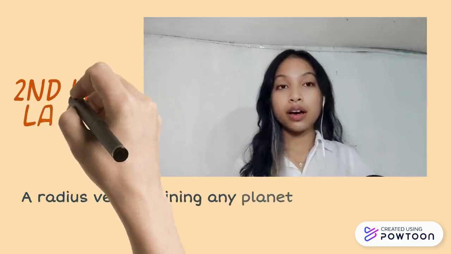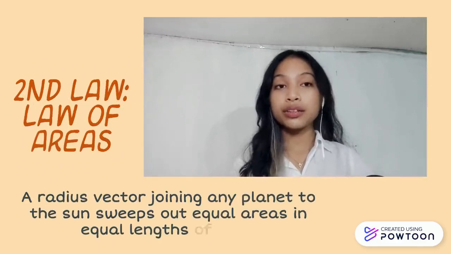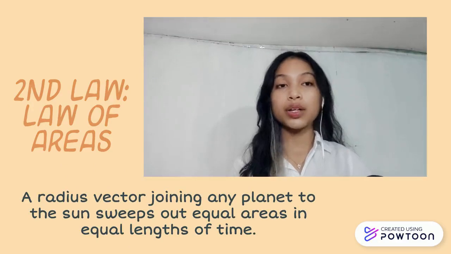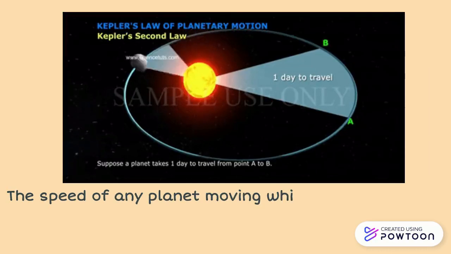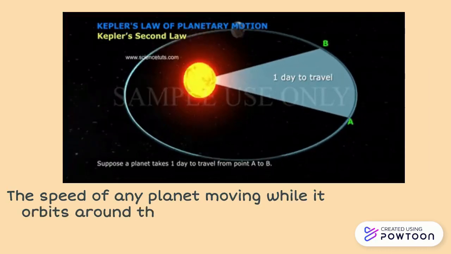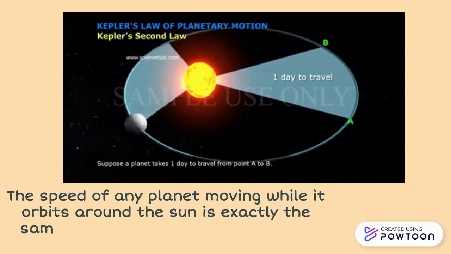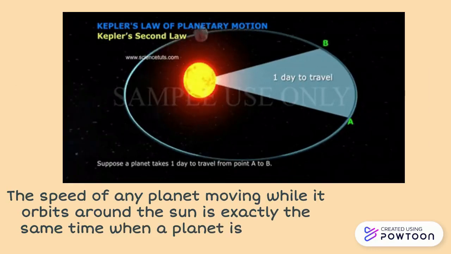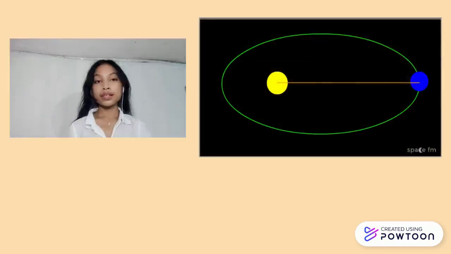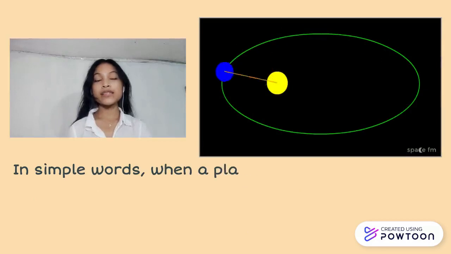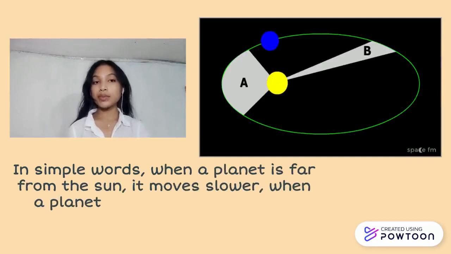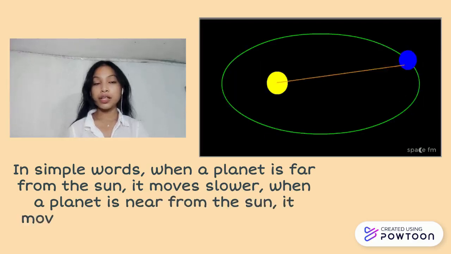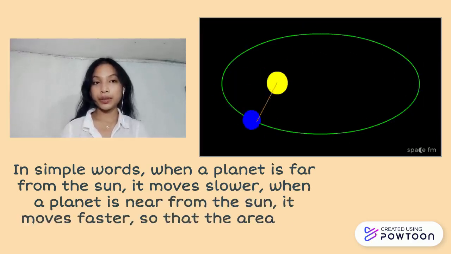Second law, law of areas: a radius vector joining any planet to the Sun sweeps out equal areas in equal lengths of time. In simple words, when a planet is far from the Sun, it moves slower, and when a planet is near the Sun, it moves faster, so that the area will be equal.